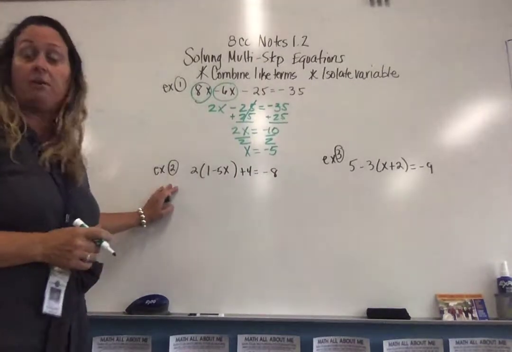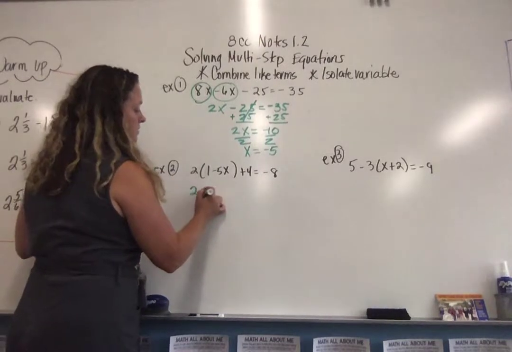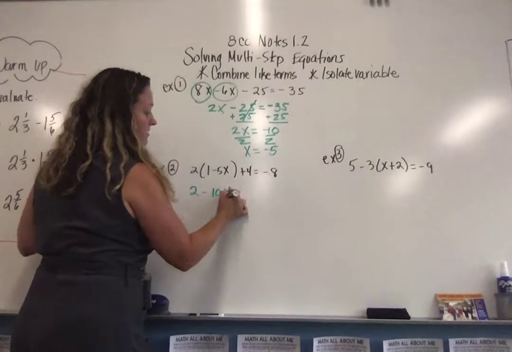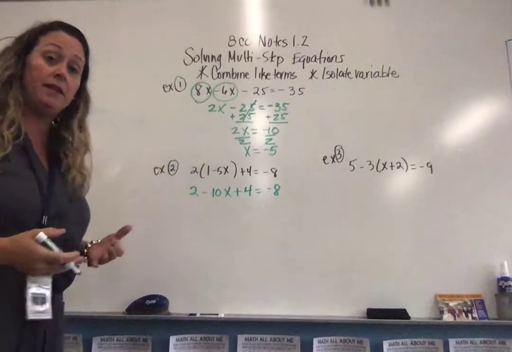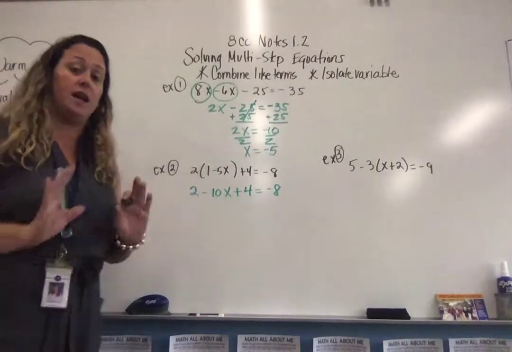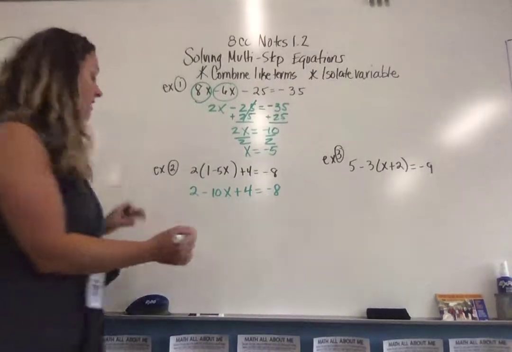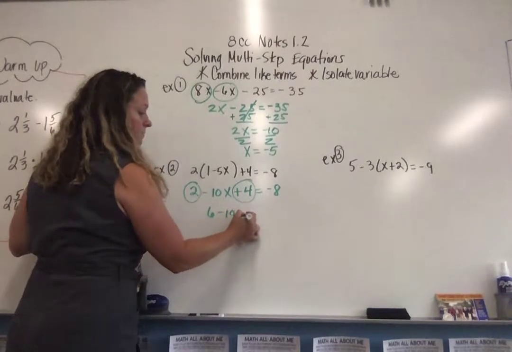In the second example, I have a distributive property problem. I have to do that first. 2 minus 10x plus 4 equals negative 8. I'm going to combine like terms before moving them to separate sides. You're going to want variables on one side, non-variables or constants on the other. I have a 2 and a 4, which equals 6.